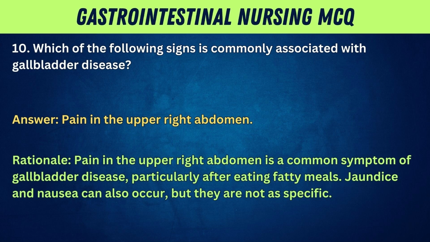Rationale: pain in the upper right abdomen is a common symptom of gallbladder disease, particularly after eating fatty meals. Jaundice and nausea can also occur, but they are not as specific.